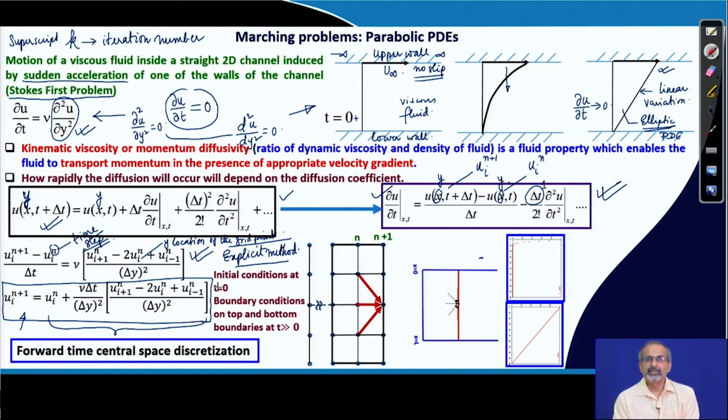You have to impose initial conditions at t equal to 0 from where you start solving the problem. As you can see over here, the fluid is at rest, so everywhere u has to be set to 0, and then you have to impose the boundary conditions on the top and bottom boundaries at t greater than or equal to 0.